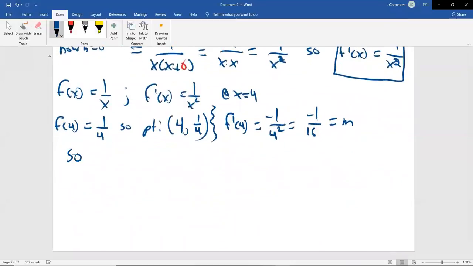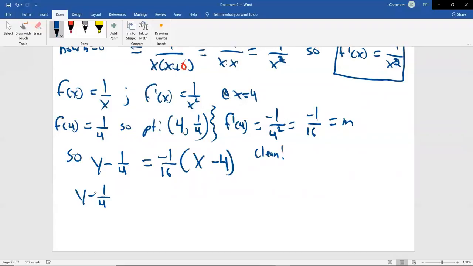So y minus y1 is y minus 1/4 equals m, which is negative 1/16, times parentheses x minus x1, which is x minus 4. Clean it up. Distributing the negative 1/16 will give us y minus 1/4 equals negative 1/16 x. Negative 1/16 times negative 4 is negative 4 over 16. The 4 and the 16 would reduce to a 1 and a 4. The negatives would cancel to positives, and you end up with positive 1/4.